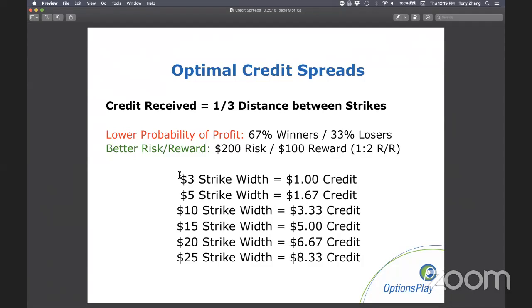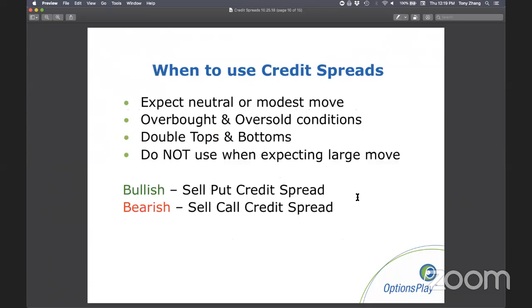And I just have a list here of all the different credits that you would receive with common strikes that you would sell. So we'll be taking a look at QQQ in a few minutes, looking at some $5 wide strikes where we're going to roughly try to collect about $1.67, and how to find those strikes. We'll show you how easy it is to do that using Options Play in a few minutes. So that's the optimal credit spread that we have found based on all of the backtesting that we've done that gives you the highest return in the long run.